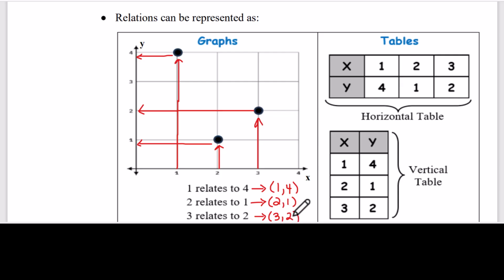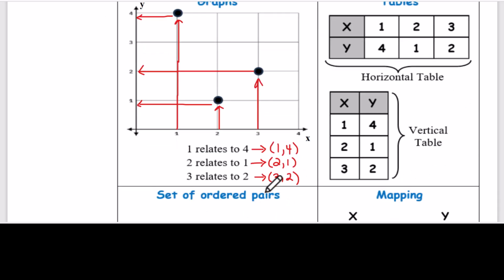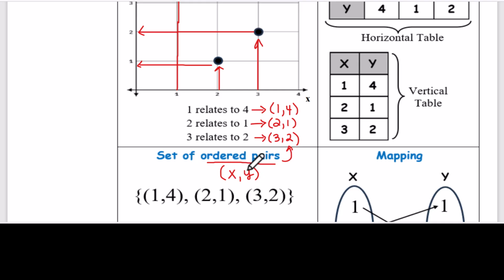So right there, those 3 points, those 3 relationships are represented with what we call ordered pairs. The reason why these are called ordered pairs is because they are in order. The first number represents x, the second number represents y, just like in the alphabet, x comes before y. So this is in order, and it is a pair because it's a pair of numbers.